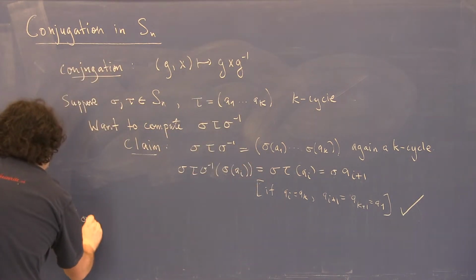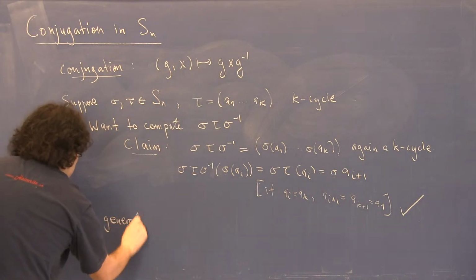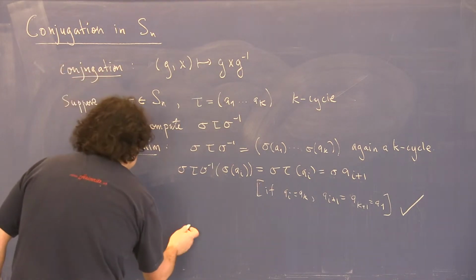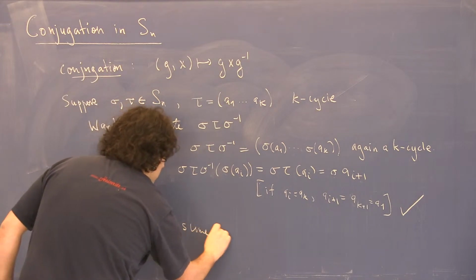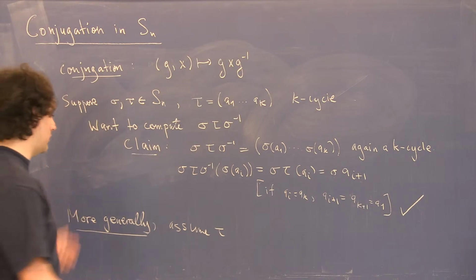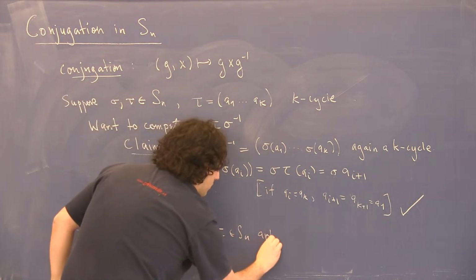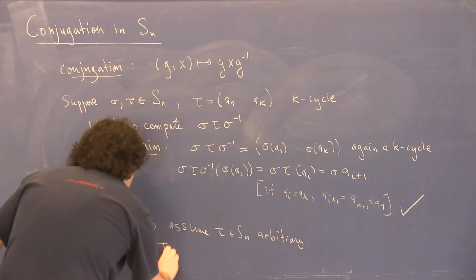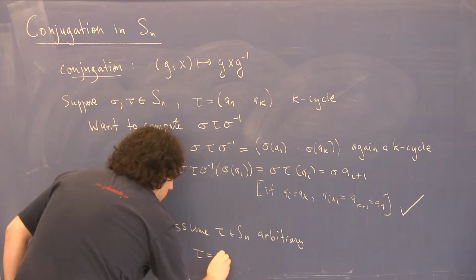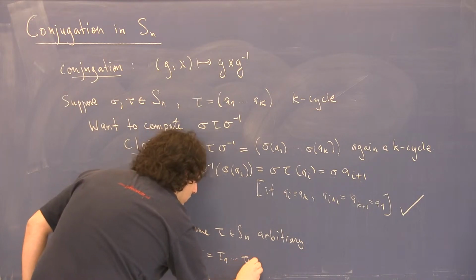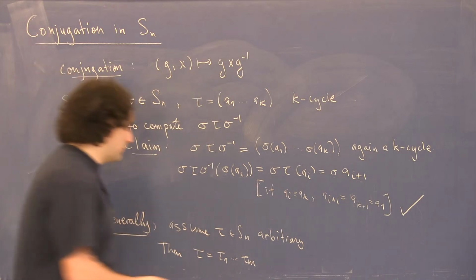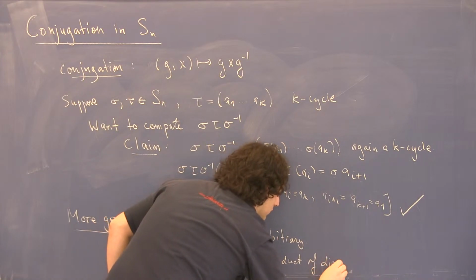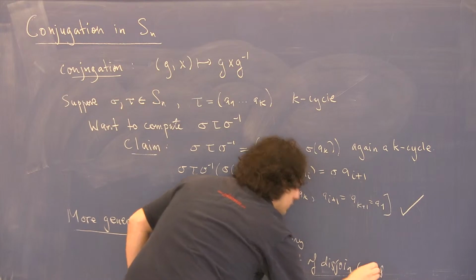Now, more generally, assume tau is no longer just a k-cycle, but tau in Sn arbitrary. Then I can write tau as tau 1 up to tau m, the cycle decomposition. I can write this as a product of disjoint cycles.